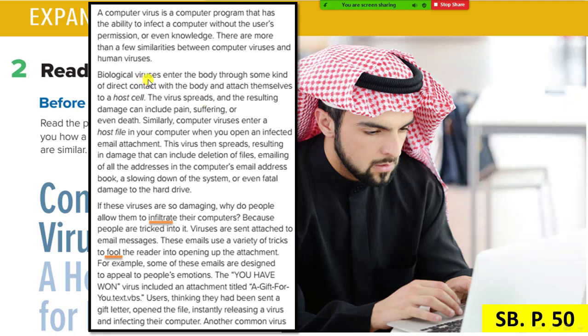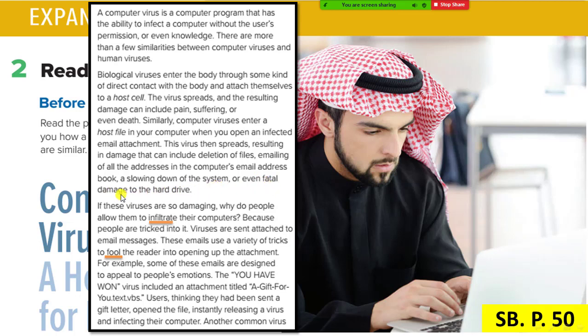Yeah. Biological viruses enter the body through some kind of direct contact with the body and attach themselves to a host cell. The virus spreads and then the resulting damage can include pain, suffering, or even death. Similarly, computer viruses enter a host file in your computer when you open an infected email attachment. This virus spreads, resulting in damage that can include deletion of files, emailing of all addresses in the computer's email address book, slowing down of the system, or even fatal damage to the hard drive.